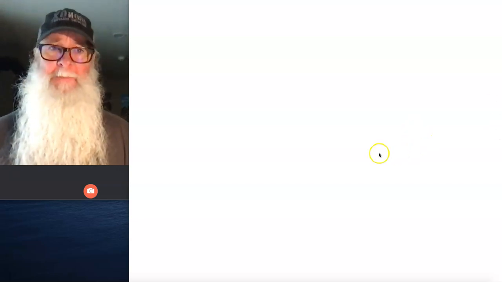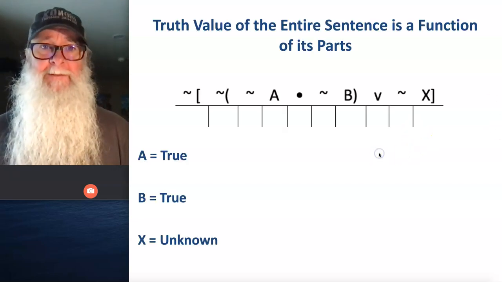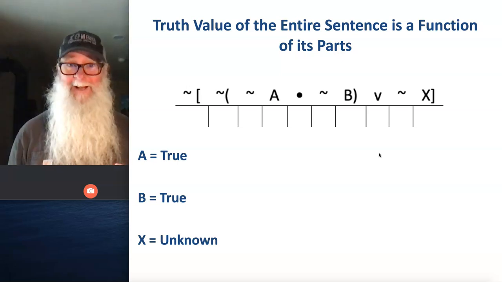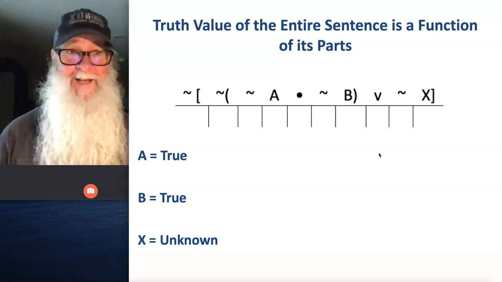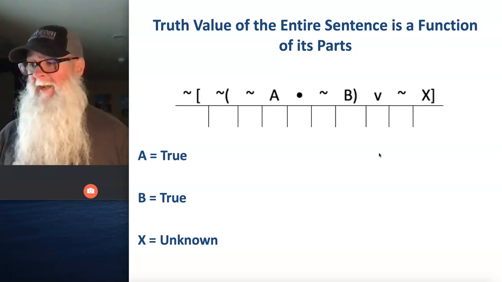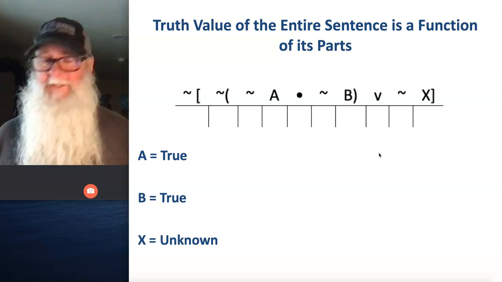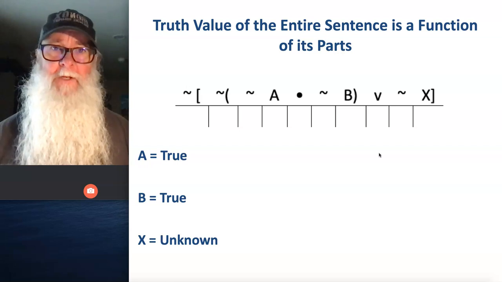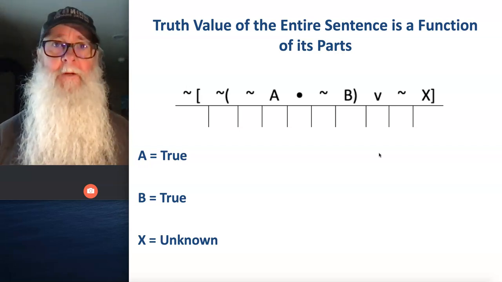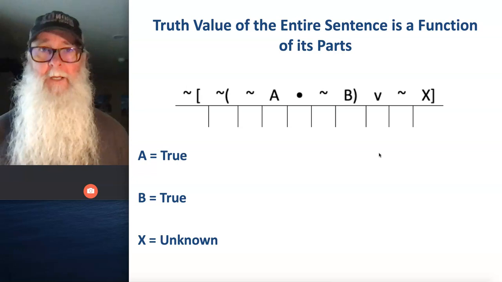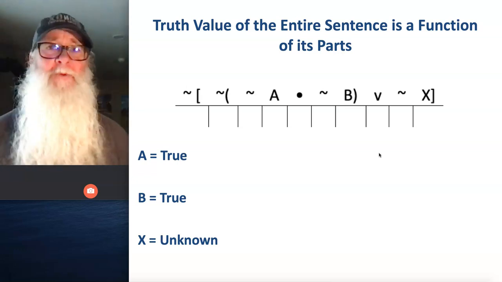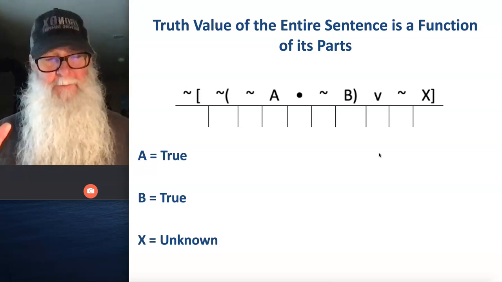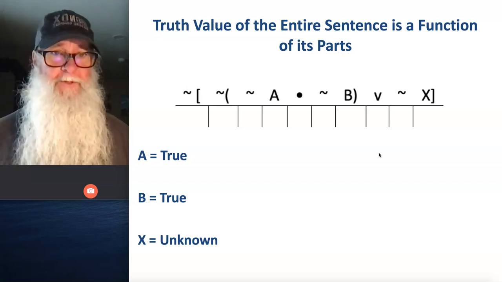All right, so let's take a look at the problem we're going to work with here. Kind of overwhelming looking. We've got a lot of tildes. We've got A, we've got a dot, a B, a wedge, an X. First thing you want to make note of is this. When you initially come across a problem you're going to solve, don't let yourself get overwhelmed and distracted by all that is going on in the problem, all the things you don't know about the elements of the problem that you're looking at. Don't focus on those.